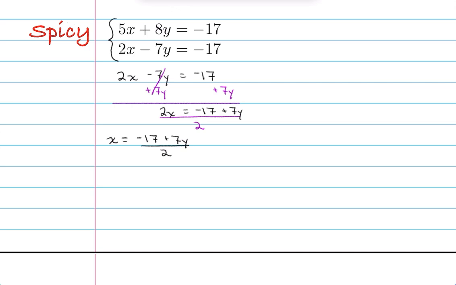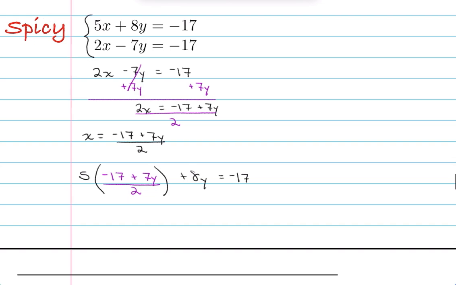All right, so we are going to take this x that we have solved for, and we're going to plug it into our first equation now. Remember, the second equation is the one we used to solve for x, so we can't plug it back in there. So I am going to do 5 times my x value, which is negative 17 plus 7y over 2, plus 8y equals negative 17.